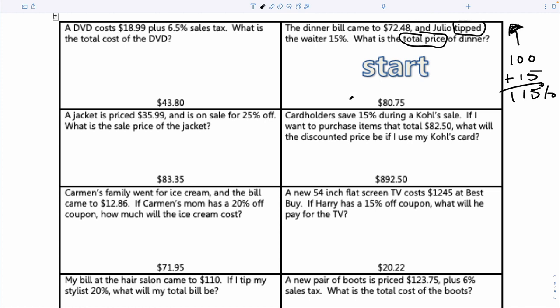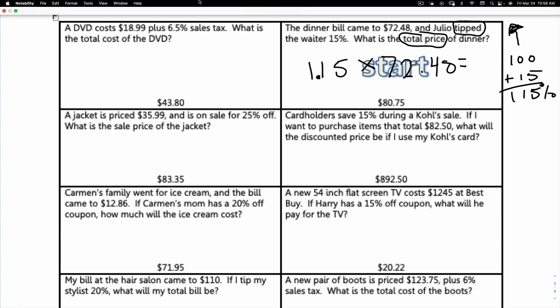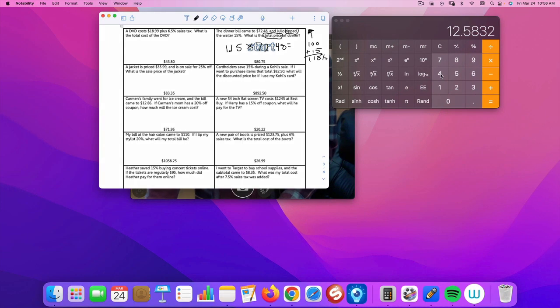What's 115 written as a decimal, Daniel? Move it twice. It'd be 1.15 times 72.48. That's going to go in the box, whatever I plug into my calculator, so I can see it clearly. And what would the answer be? 1.15 times 72.48. Liliana, what'd you get?